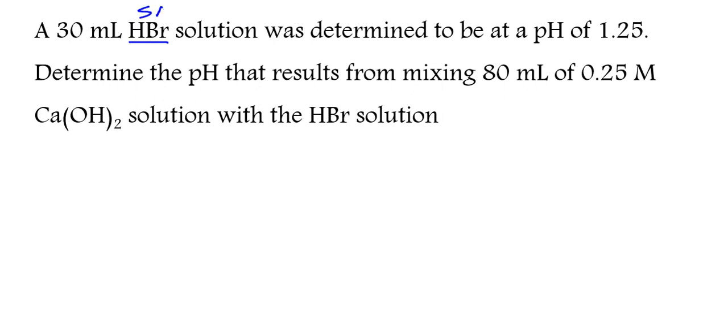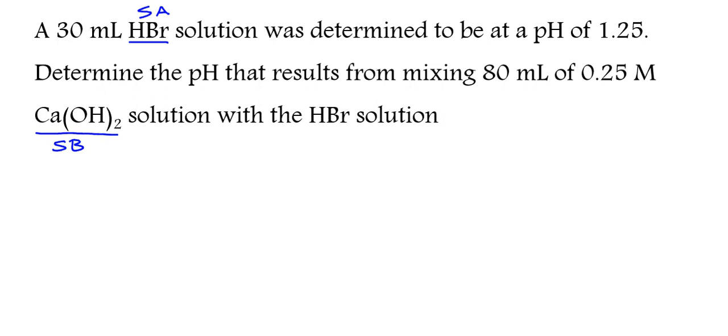Because this is a strong acid. This is a strong base. All hydroxides in group 1 are strong bases, and then CBS in group 2. So that's calcium, barium, and strontium are in group 2 that make a strong base.